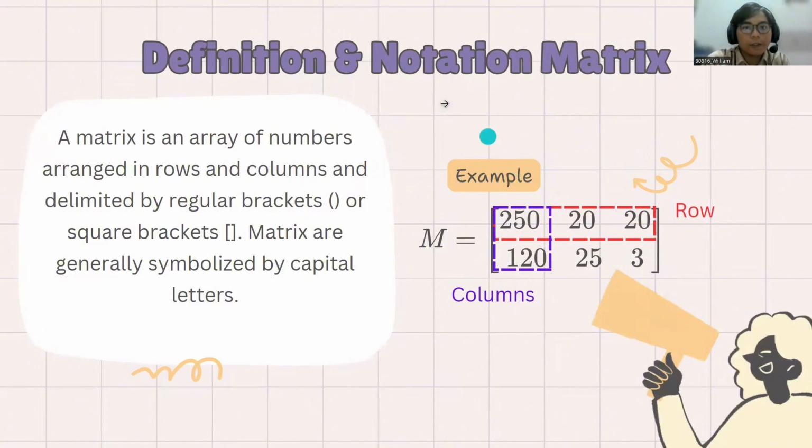Next. Definition and notation of matrix. A matrix is an array of numbers arranged in rows and columns and delimited by regular brackets like this or square brackets like this. Matrices are generally symbolized by capital letters. Example, this is a row and this is a column.